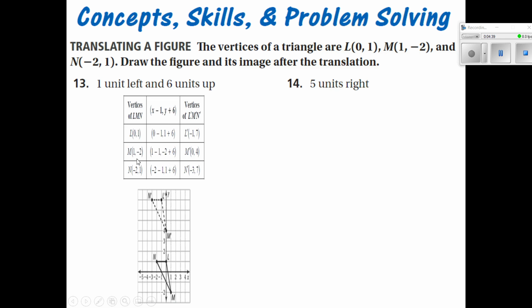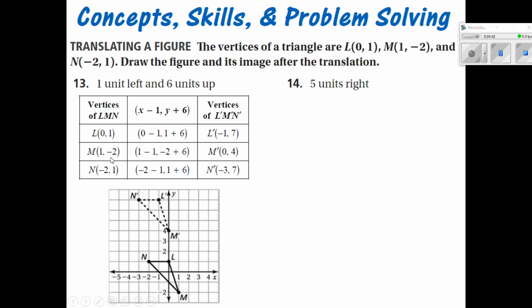Well, if we look at this, these were the original figures. We're saying 1 unit to the left. So my left is going to be my x, so I'm going to be minusing 1. And 6 units up will be my y, so I'll take the 1 and add it to 6. Remember, left on the number line goes to my negative numbers. So over here on the graph, this is the original one. Remember, we're going to go left 1, and then we're going to go up 6. All right, number 14 is for you to do.